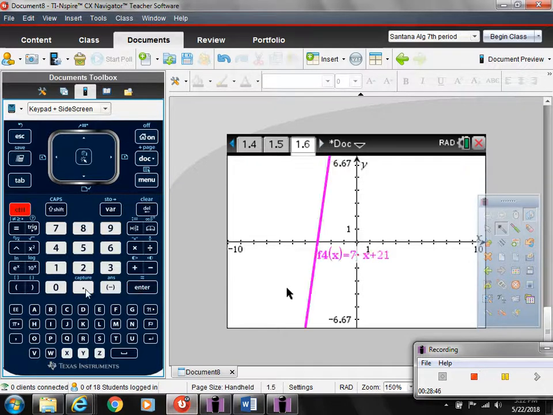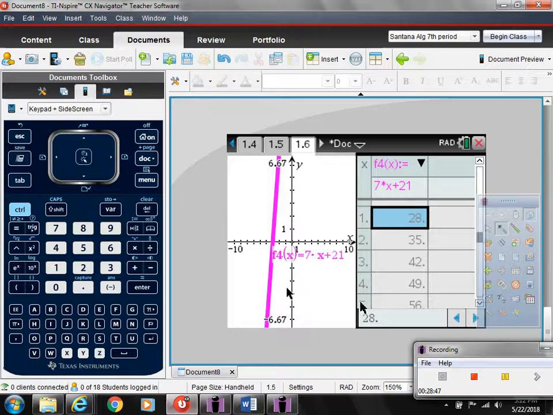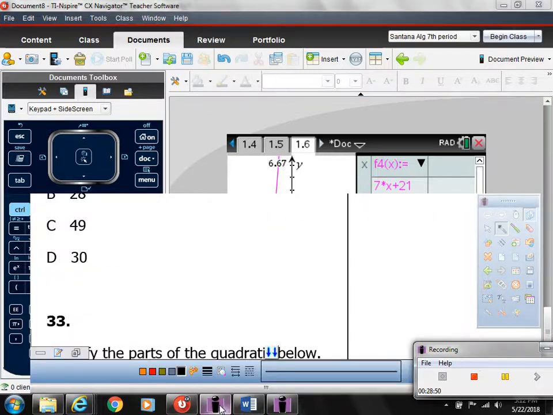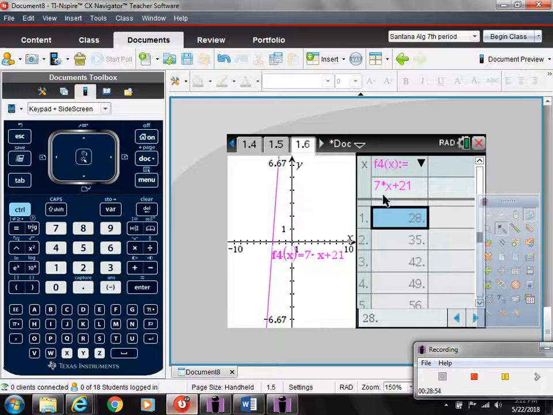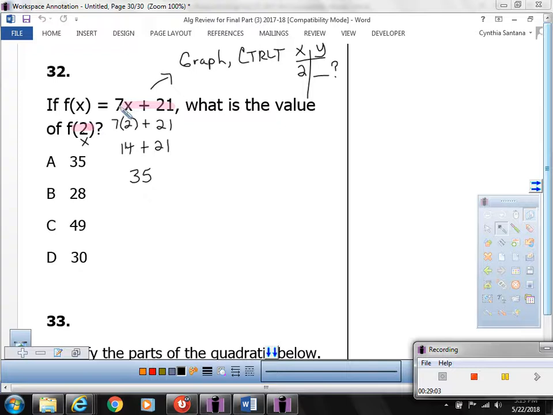Go look at the table, Control-T, and I'm going to look up, did I type it in wrong? 7x plus 21. I'm going to look up the 2. There it is. Perfect. 2 is 35. So again, when you plug in a 2, you get 35. So I have double checked my work. I'm going with A.